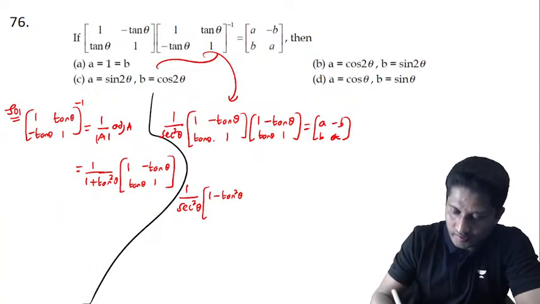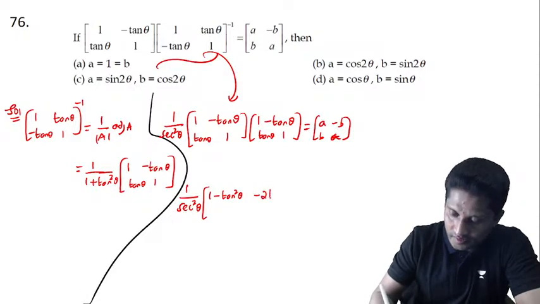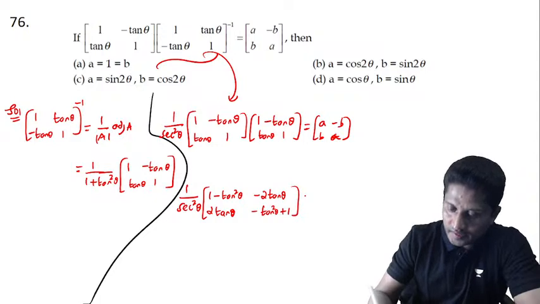Yeah, 1 minus tan square. First row, second column, minus tan is minus 2 tan. Second row, first column, tan plus tan is 2 tan. Second row, second column is minus tan square plus 1. Okay, and then this is equal to the matrix A minus B, B and A.